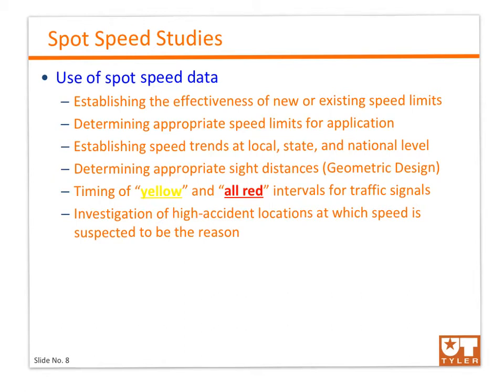We also need spot speed studies for designing the timing of yellow as well as all-red intervals for traffic signals, as well as in the investigation of any high accident locations. Whenever we have a location or an intersection that repeatedly has a bad history of accidents, we have to do a spot speed study to see if speed is really the true reason behind having that high percentage of traffic accidents at that location.